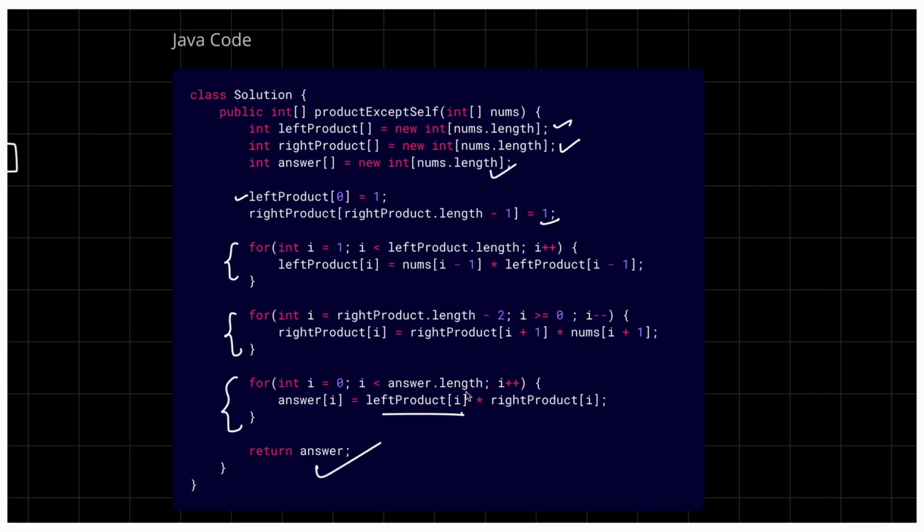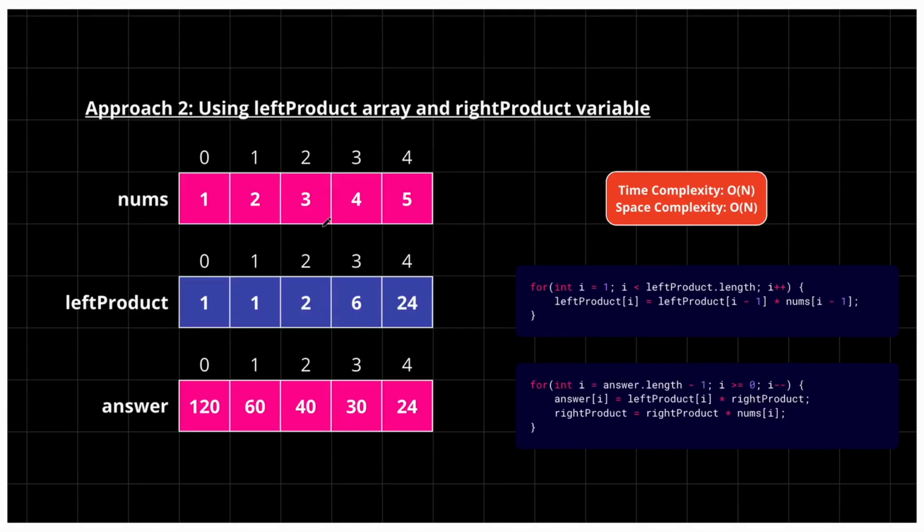Now let's look at the next approach, in which we won't be taking this right product array, right? So let's look at that. In this approach, I'm still taking a left product array and a right product variable, right? So there will be a slight difference between the previous and this approach. Earlier, we were filling this left product array and we were having a right product array also, and then we were filling the answer array from left to right. In this particular approach, we will try to calculate the left product in a similar fashion to what we did previously.